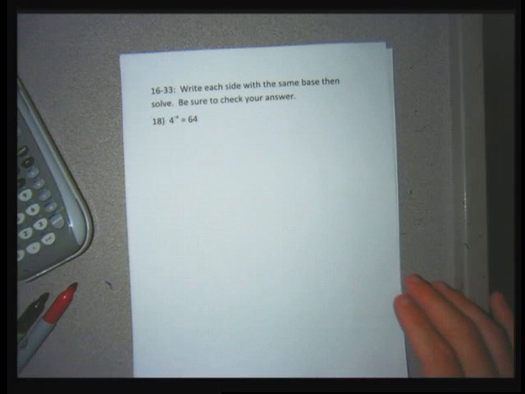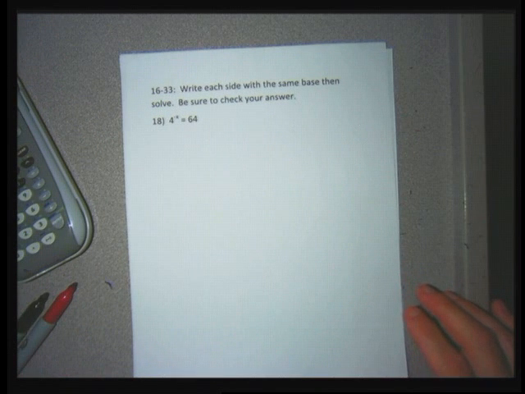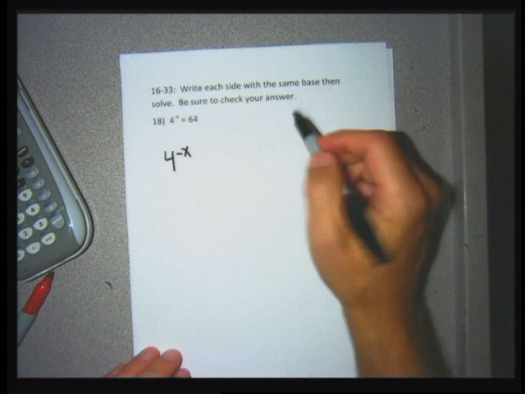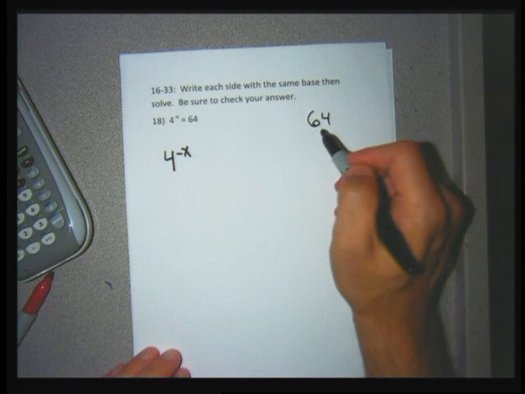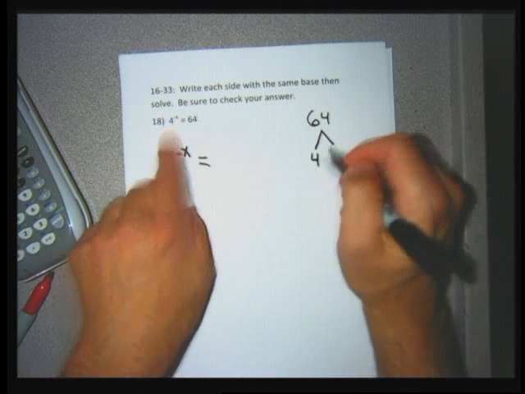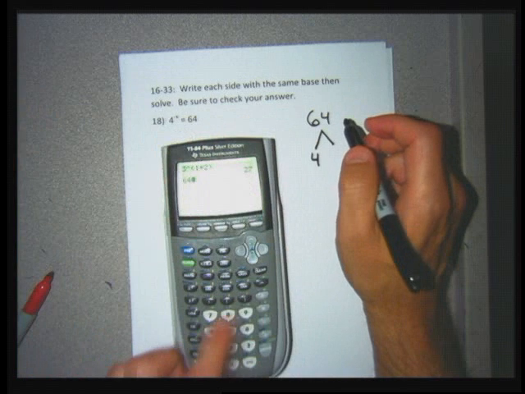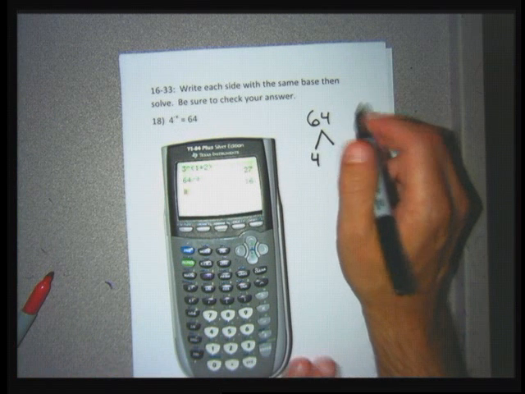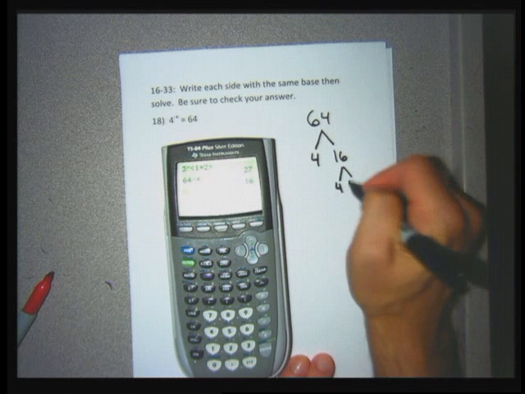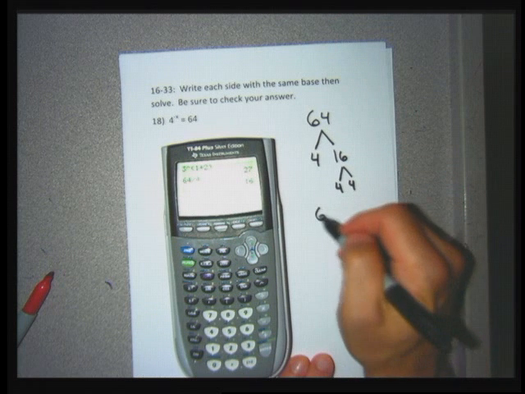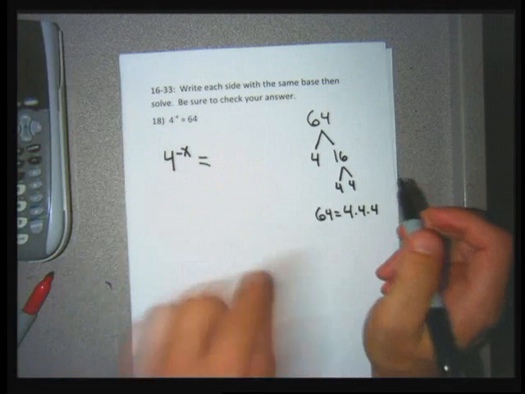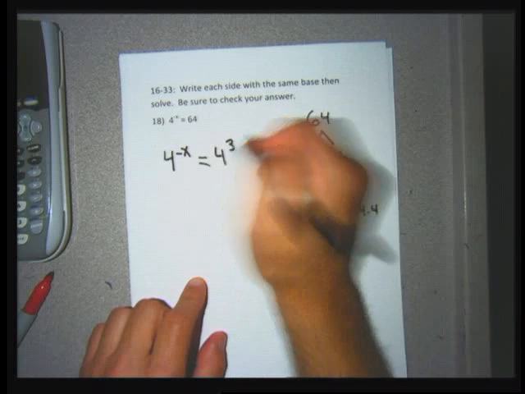In problem 18, I need to be able to write 64 as 4 to some power. That's the nicest way to do it. Unfortunately, 4 is not a prime number, but let me try to break 64 down into 4s. The reason is that the left side's already 4. So I'm going to go 4 times something is 64. To figure that out, I'm going to go 64 divided by 4, and that gives me 16. Now I'm going to write 16 as a couple of 4s, and 16 is 4 times 4. This is not a prime factor tree because 4s aren't prime, but it's an effective factor tree because this tells me that 64 is 4 to the 3rd power.